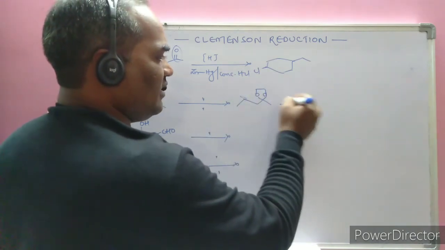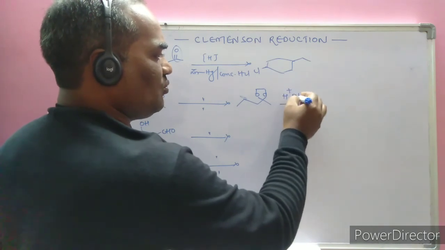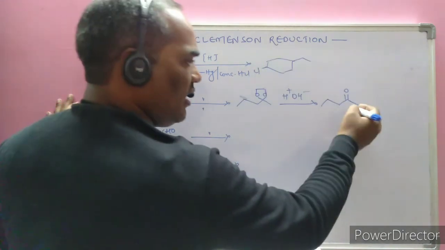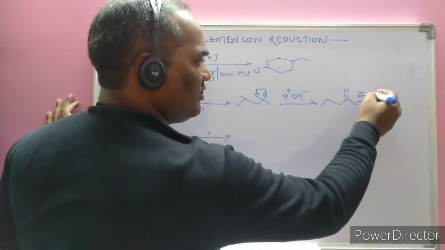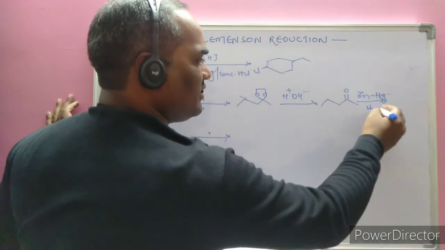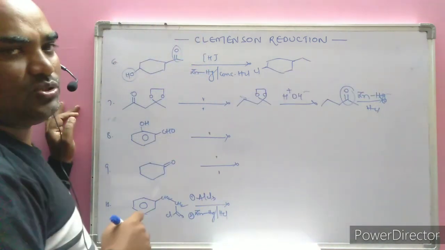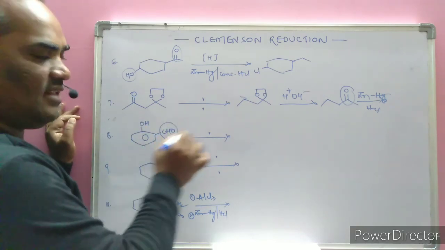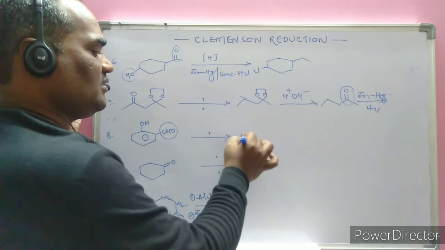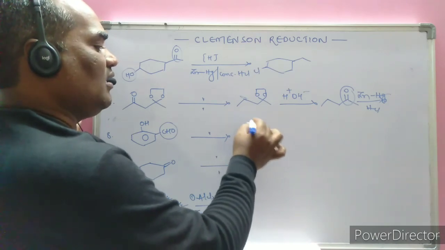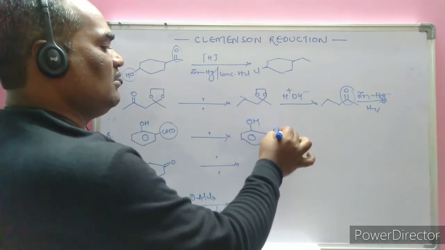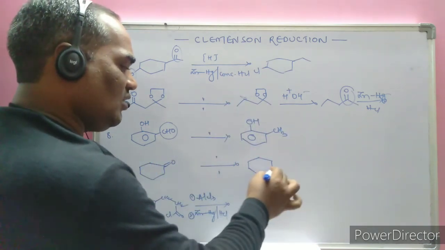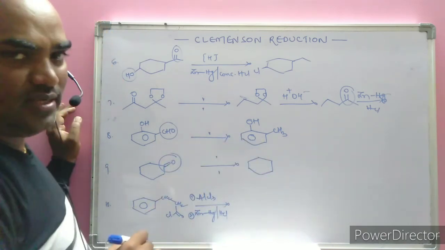For example, if it undergoes hydrolysis with H plus and OH minus, what happens again? Here the C=O returns. Again another molecule of the Clemmensen reducing agent, zinc amalgam and concentrated HCl, is given, and the C=O becomes CH2. Here the aldehyde group is present, ortho-hydroxybenzaldehyde, salicylaldehyde, and the aldehyde group is converted into an alkane. OH is retained, here is the CH3. Now cyclohexanone is given, and cyclohexanone is converted into cyclohexane.